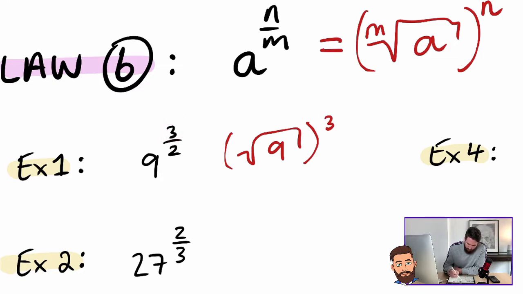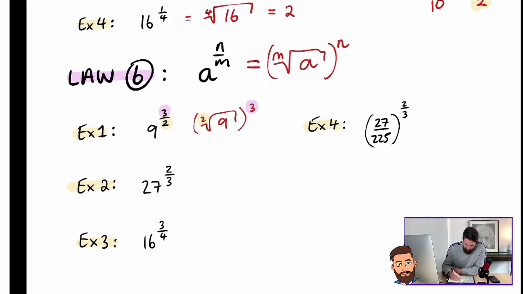So I'll colour coordinate this for you. I am just going to put the 2 there for this step, so I can colour coordinate for you. This 2 has come from the denominator. This 3, we're raising it to the numerator. And then it's simple BIDMAS to work this out.